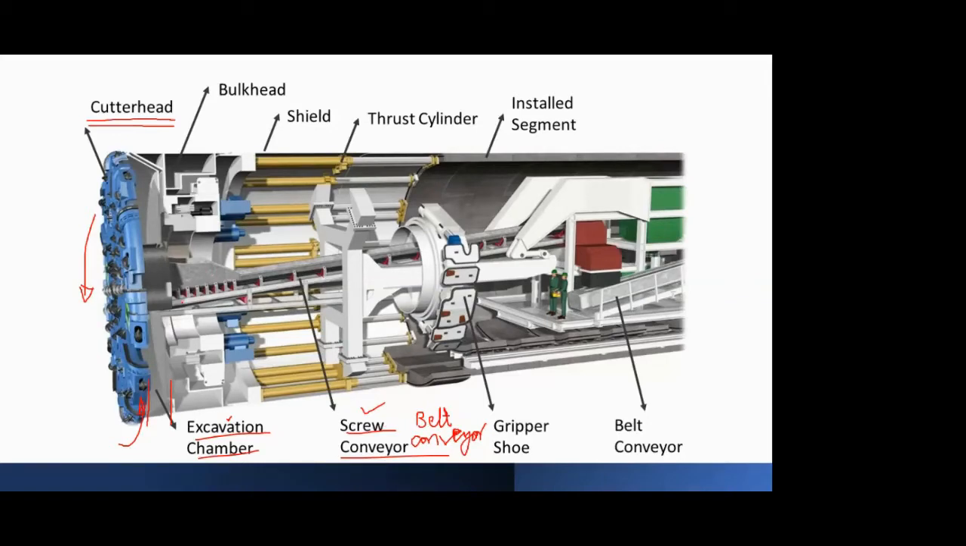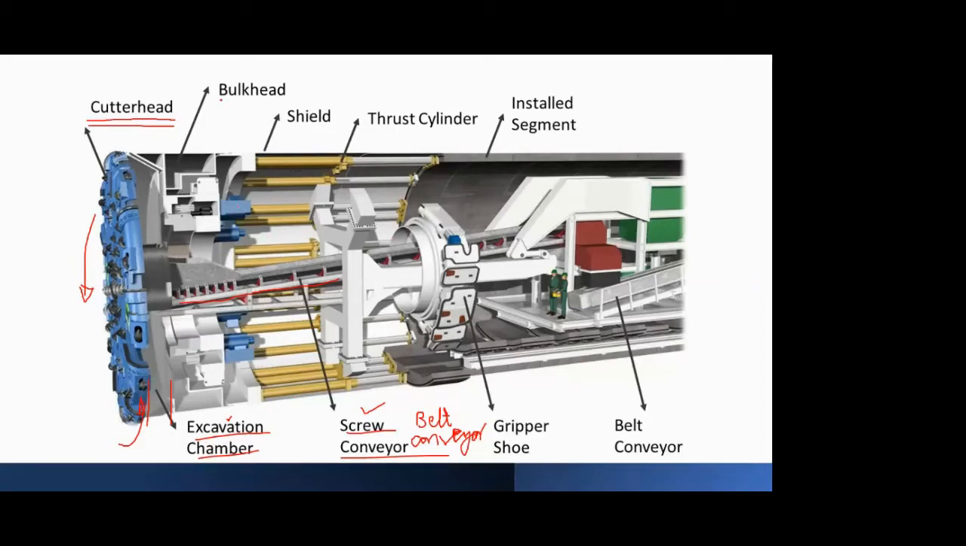So you can say this is the screw conveyor, and it is a spiral, like the threads you see on a screw. In the same way, the threads act as a large screw and it keeps on rotating, and in that process it takes out the material or the muck from the excavation chamber.